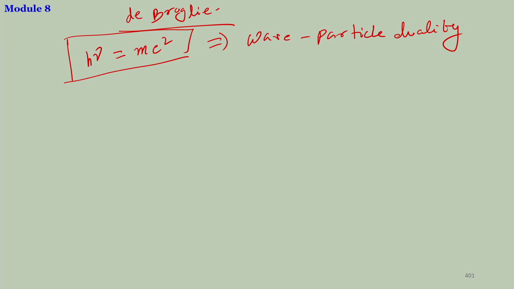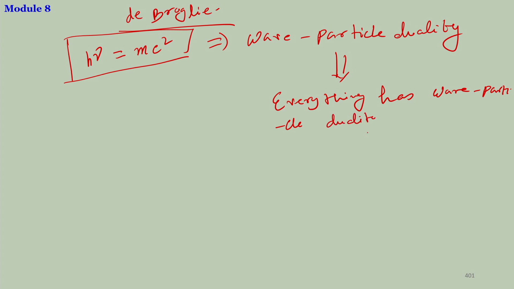And he did not stop here, he has extended his theory to all matter, all waves in nature. So, it is not only the radiation which has the wave particle duality, everything that is present in our nature, everything that is present in this universe has wave particle duality. So, how does it help us?